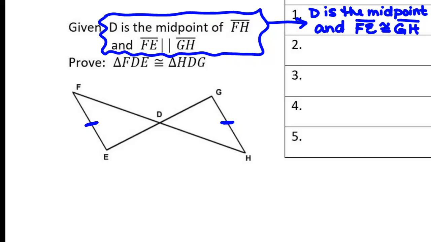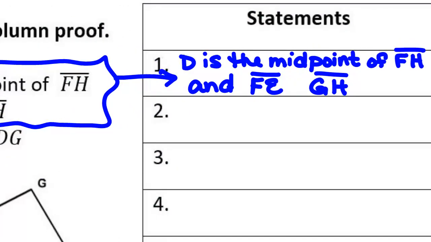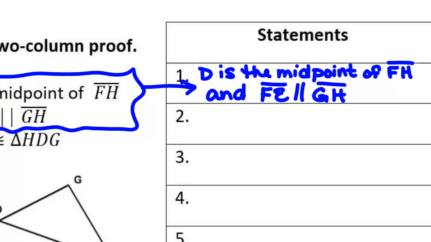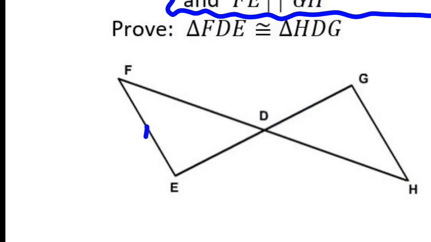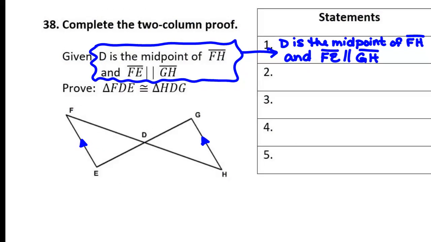Oh, sorry, it doesn't say congruent. I wrote congruent, and it says what instead? It says parallel. I am so sorry. FE is parallel to GH. Here's parallel. I am so sorry. That does not mean the same thing as congruent.